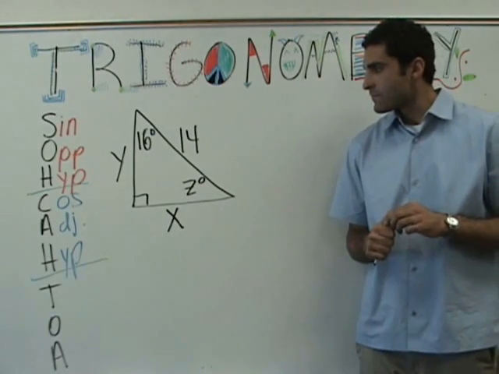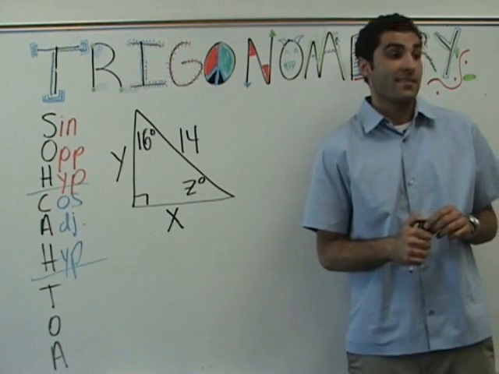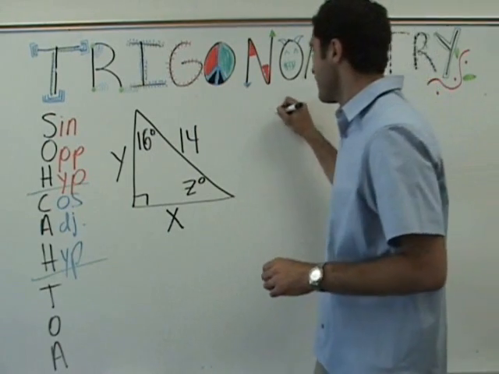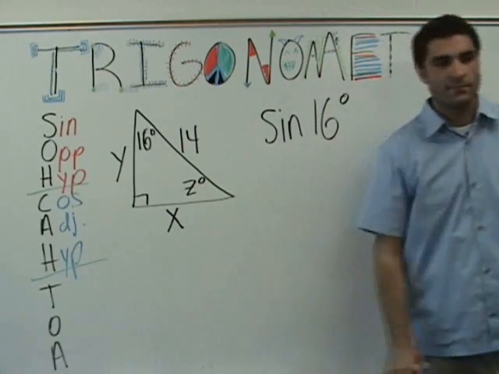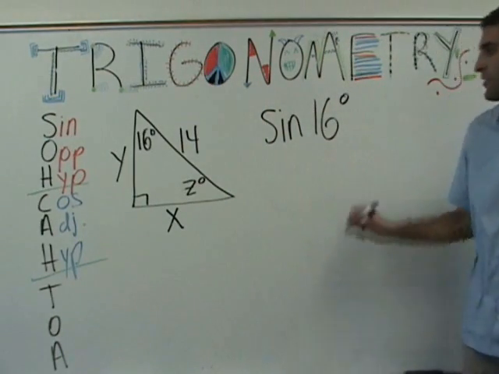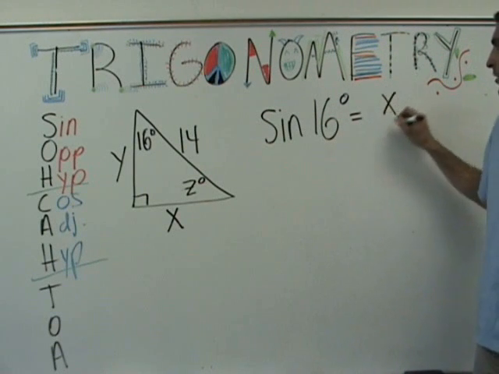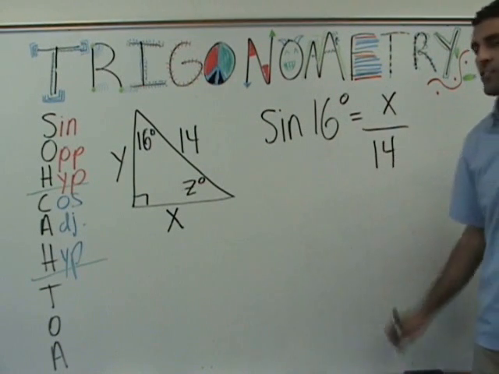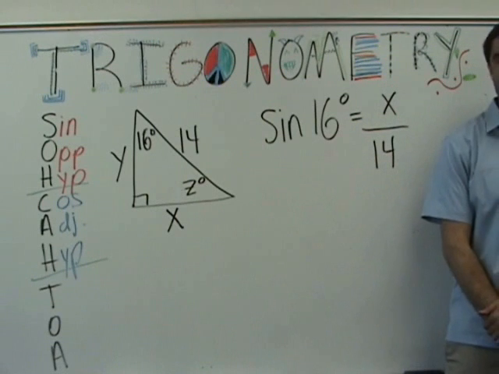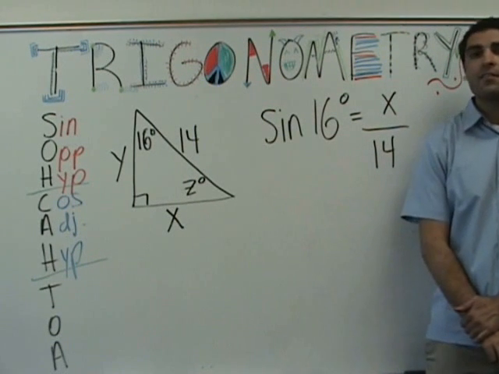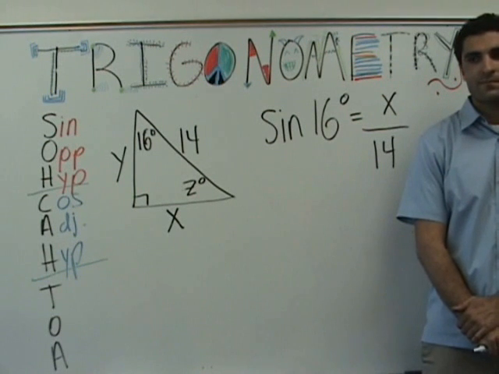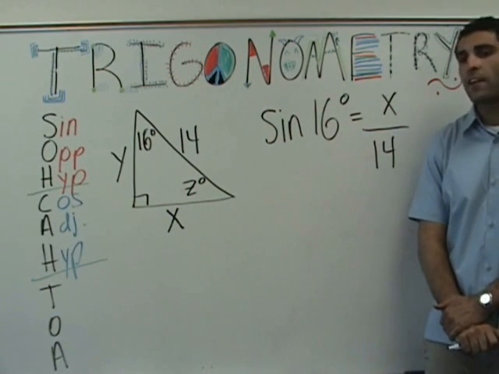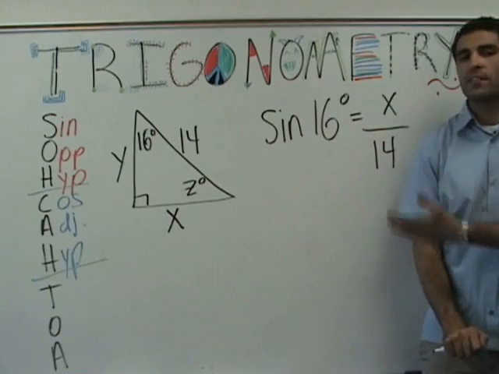Okay. Sine 16. Sine 16. Good. Equals x over 14. Questions? This is correct. How can someone else explain why this works? There's only one variable, so we can solve. But why does it work like this?